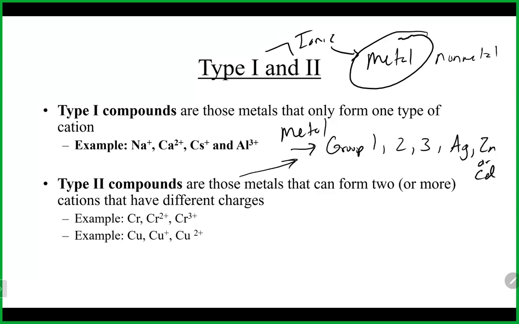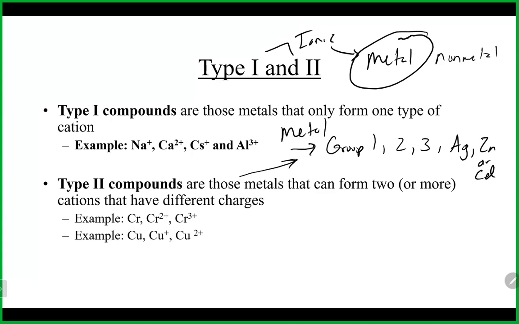As soon as you see an ionic compound where it's the metals from group 1, group 2, group 3, zinc, cadmium, or silver, that just locks in a type 1 compound, and that also locks in how you should name it. As soon as you figure that out, you don't have to go any further in terms of thinking about anything else. You can just roll right into the naming part, regardless of what you see in the formula.